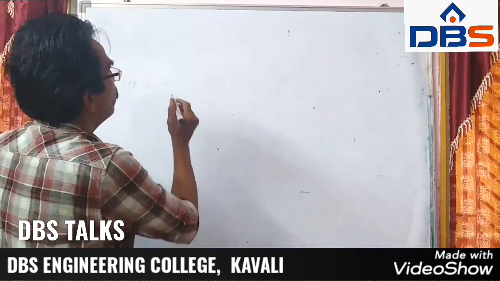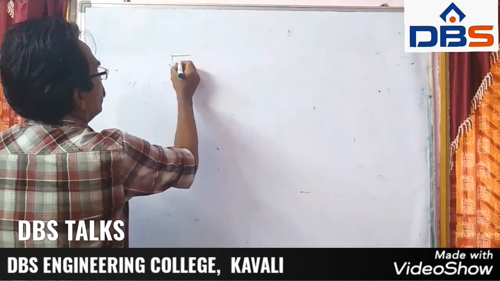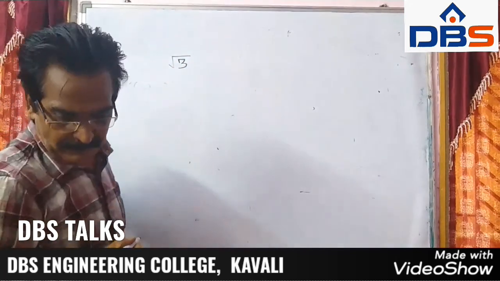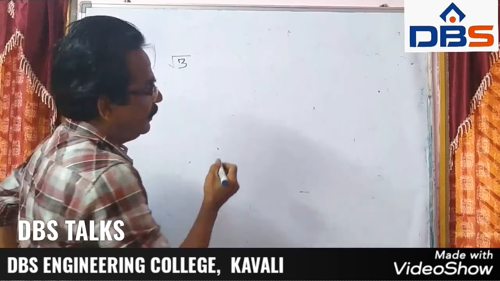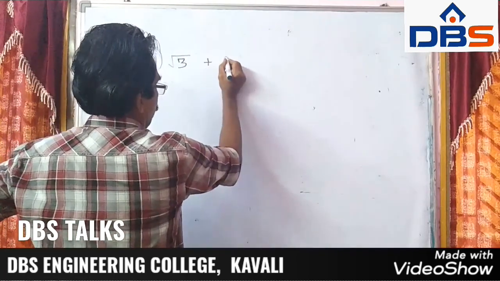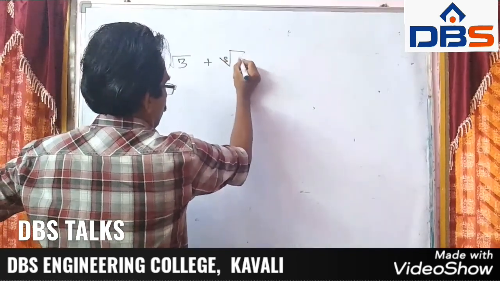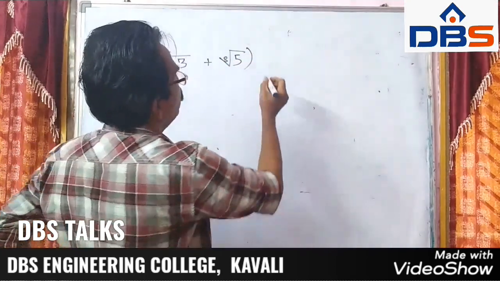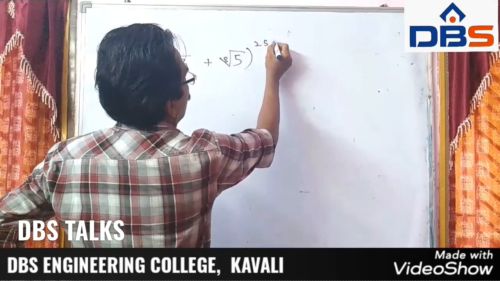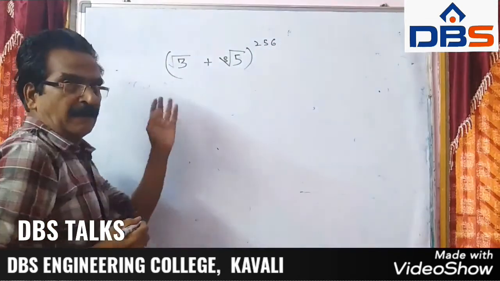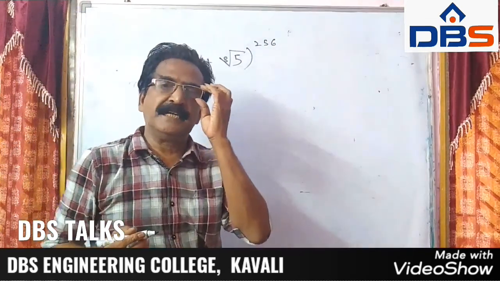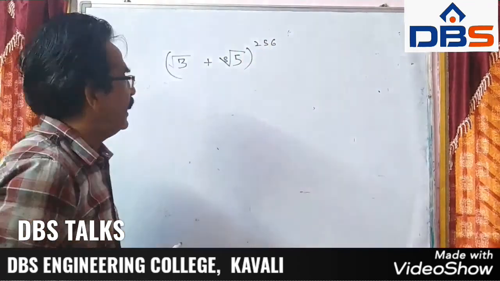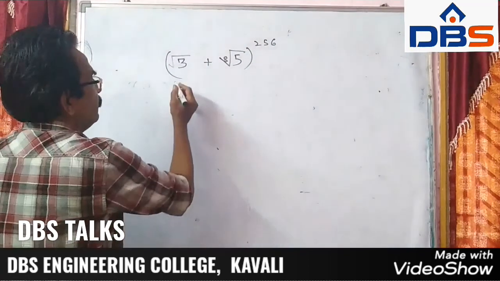Root 3. Number of integral terms in the expression (root 3 plus 8th root 5) whole power 256. Number of integral terms in this expression. This is as simple as we did in the earlier problem.